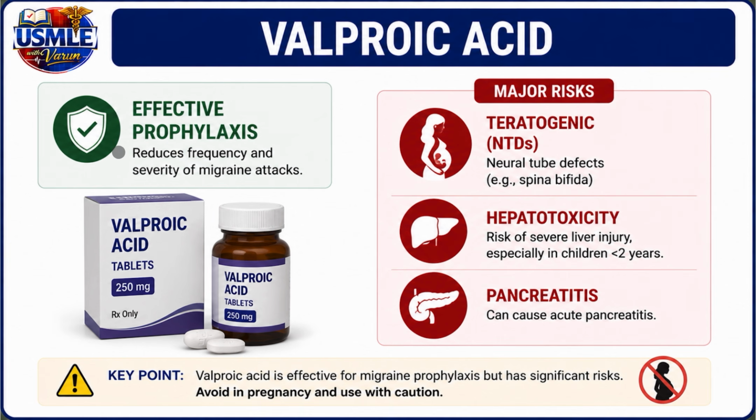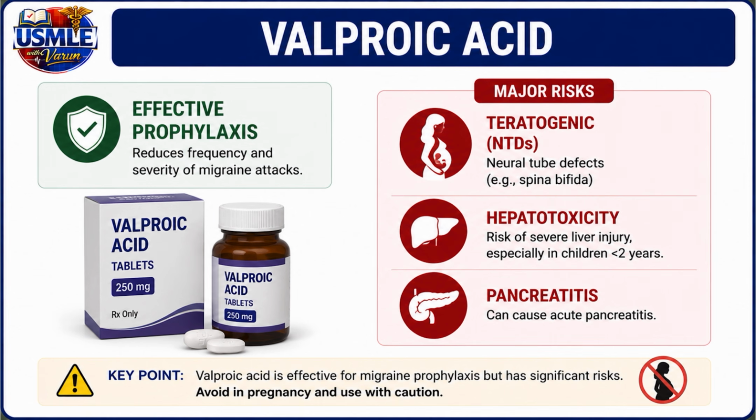Valproic acid is a drug that is effective but must be used cautiously due to serious risks, especially in pregnant patients. Valproic acid is an effective prophylaxis. This reduces frequency and severity of migraine attacks. Major risks with valproic acid usage include teratogenicity. This could lead to neural tube defects when used in pregnant patients, so the fetus would be born with neural tube defects like spina bifida.